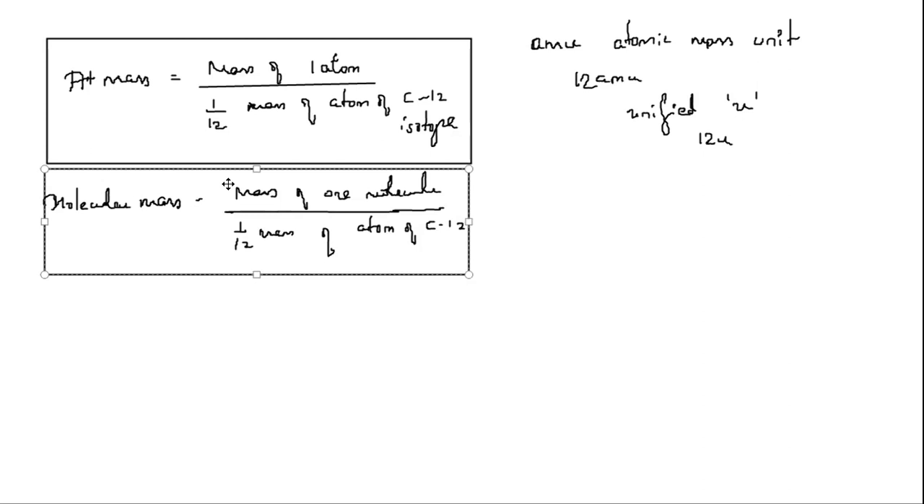Suppose instead of giving mass, they have given you vapor density, then how do you determine the molecular mass or molecular weight? I write it like this. Molecular weight is always equal to 2 into the vapor density of that given molecule. So this is molecular weight and atomic weight.